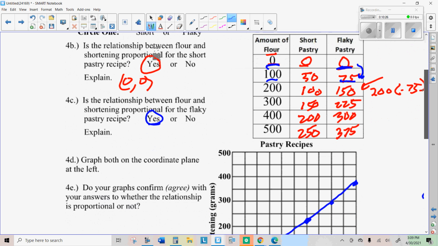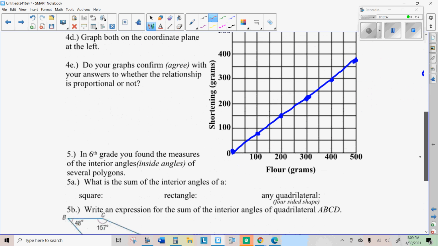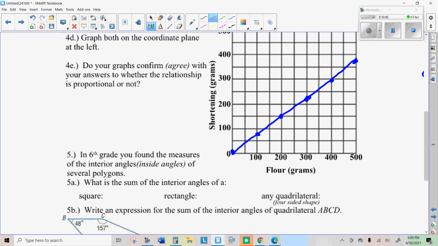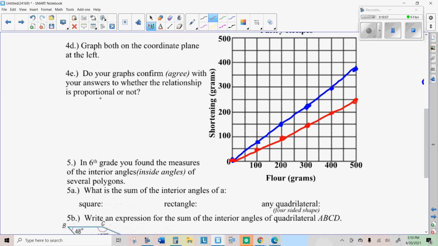Now the short pastry, we have these points. I'll do those in red. We have 0, 0, 150, 200, 100. So remember, the output is half of the input. So 0, 0, 150, 200, 100, 300, 150, and so on. And that's that line there. All right. Do these look like proportional graphs? Yeah, they're linear. And so they're a nice straight line, and they start at 0, 0. So that would be proportional.